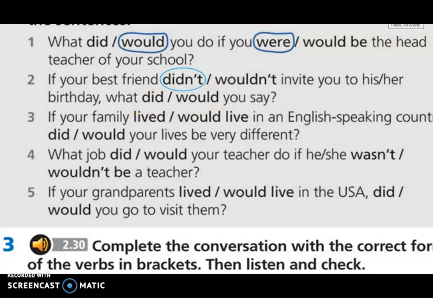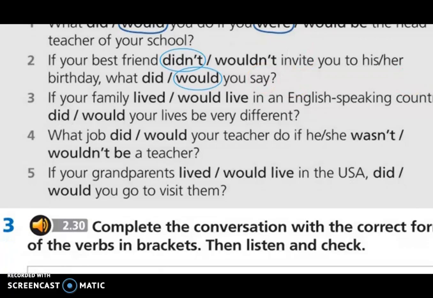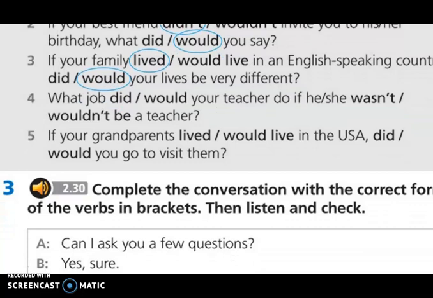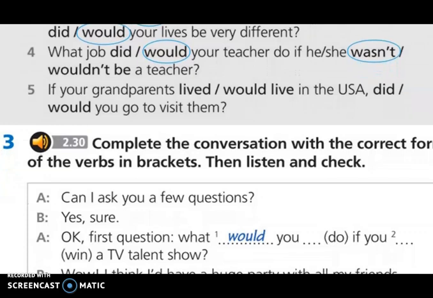We ask by would, so what would you say? Number 3, if your family lived in an English-speaking country, did or would your lives be very different? Yes, of course, would your lives. Number 4, what job would your teacher do if he or she wasn't a teacher? Number 5, if your grandparents lived in the USA, would you go to visit them?